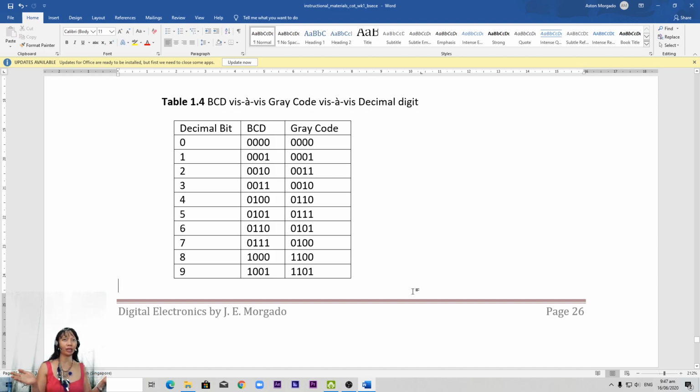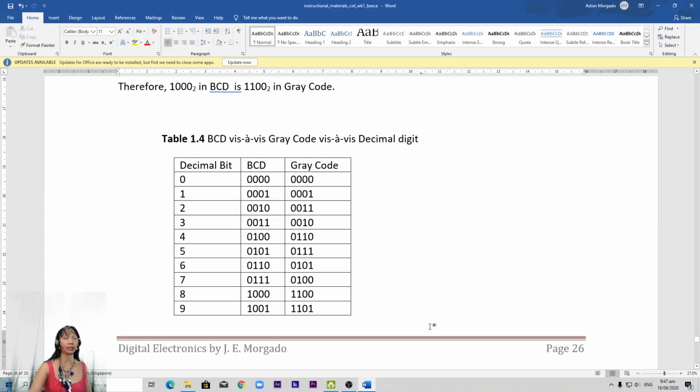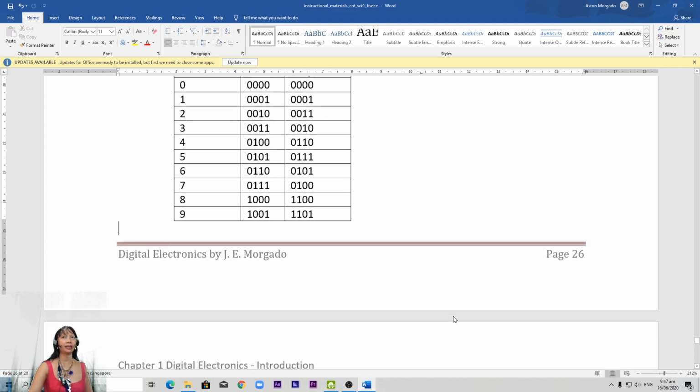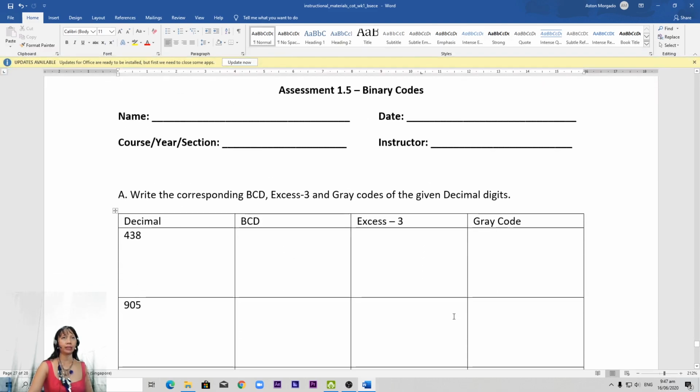Very good. Good job. So I hope you understand everything. Okay, so I'm going to resend these instructional materials as we have discovered some typo errors. Okay, some typo errors, and then I'm going to reload this in MS Teams.